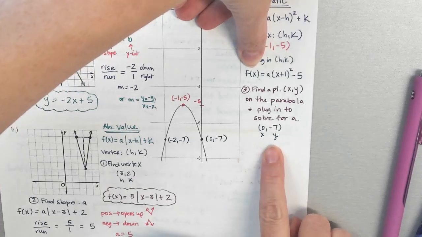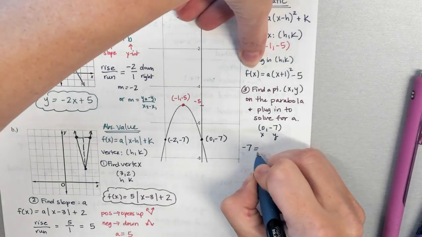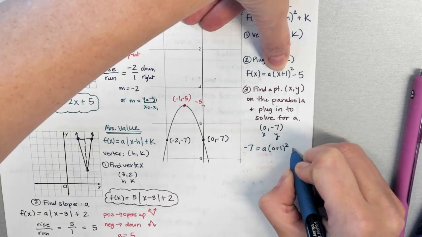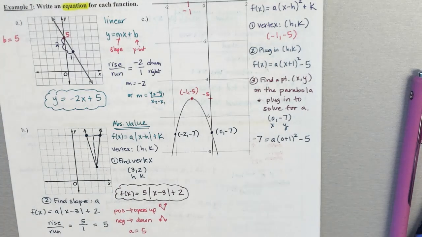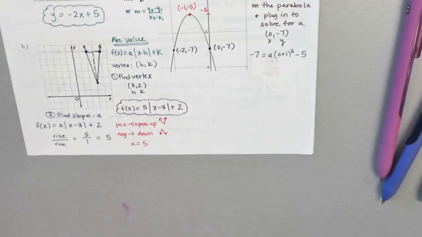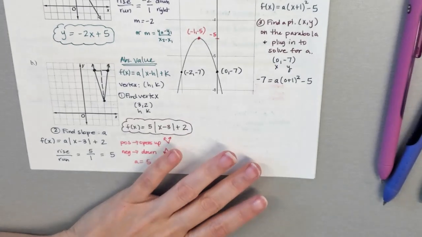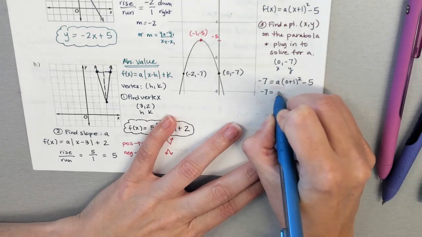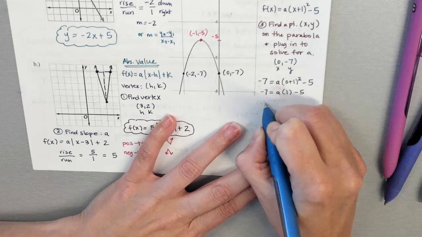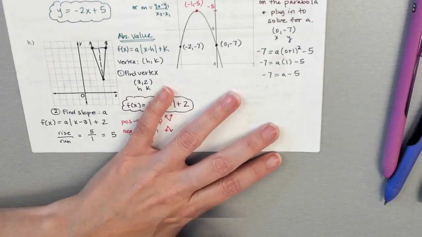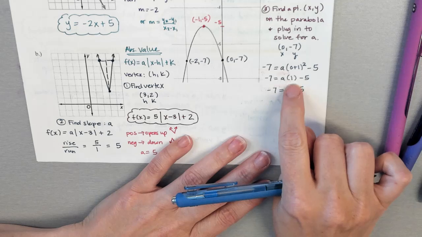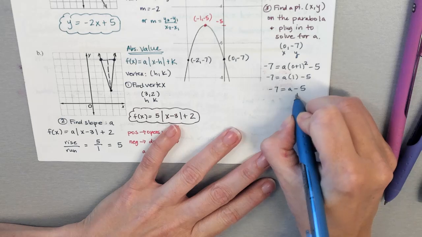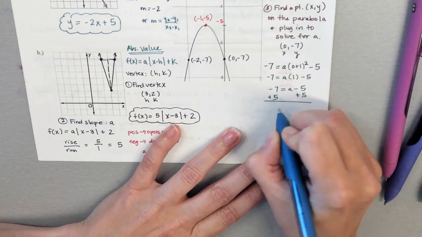So y is the same thing as f of x. So it's -7 equals a 0 plus 1 squared minus 5. And then you just have to follow your order of operations. So do what's in parentheses, then square it. You'll get a times 1 minus 5. Okay, and the reason why I'm showing you this is it's not always just going to be 1. So you might have to do some division there. And then we're just going to solve to get a by itself.